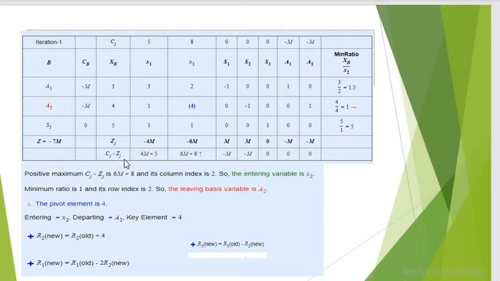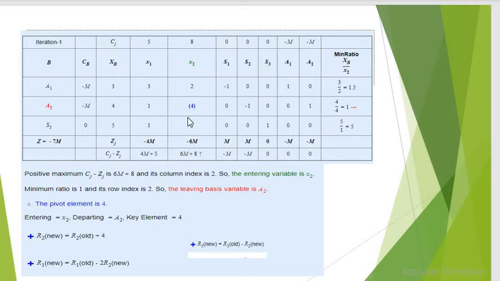Then calculate the net value Cj minus Zj. If the values are less than or equal to 0, the solution is optimal. Otherwise, find the maximum positive value, that corresponds to 6M plus 8. So the corresponding variable x2 will be the entering variable. Calculate the minimum ratio using the rule XB by x2 where x2 is greater than 0. We can see that the minimum value is 1 and the corresponding variable a2 will be the leaving variable. Then the intersection is 4, that is the pivot element.